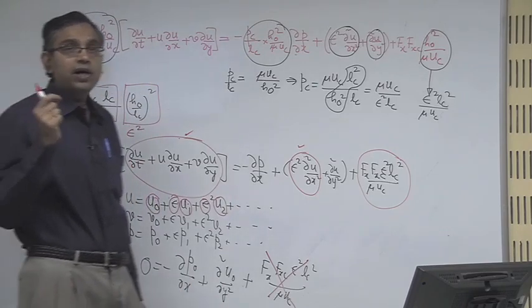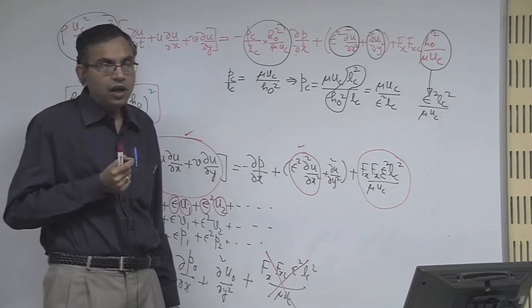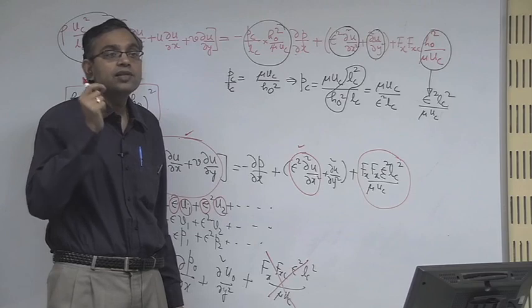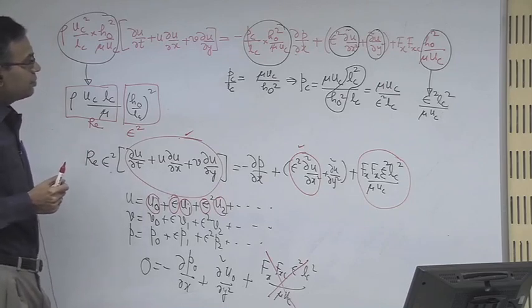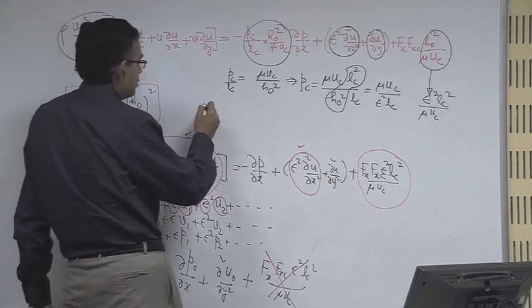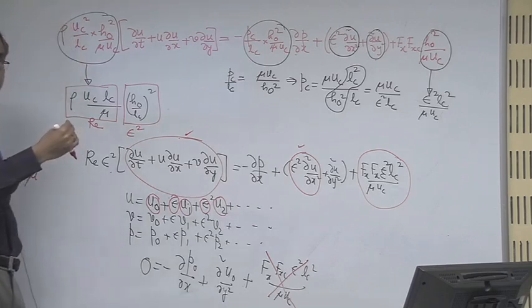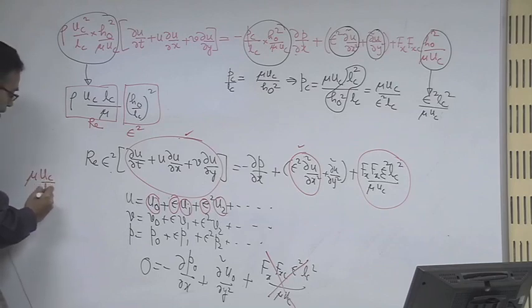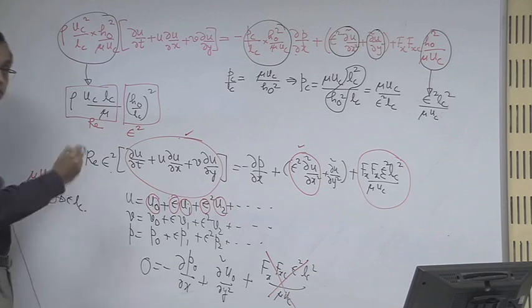Now, a very interesting point before we move on to the y momentum equation. The interesting point is that out of pressure and viscous stress, which is more dominant in lubrication theory? Let us see. The viscous stress is of the order of mu del u del y, right? So, mu u c by h naught. That is the viscous stress. So, h naught is what? Epsilon into L c, right?